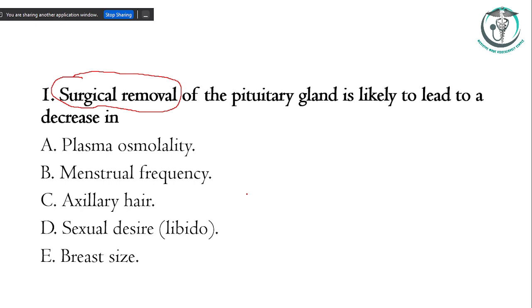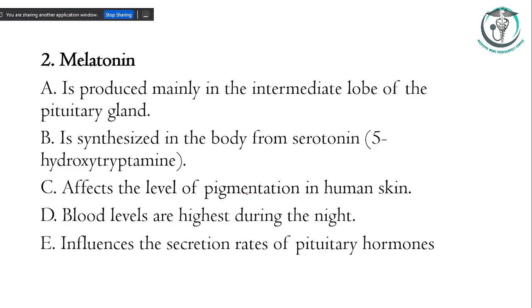For the breast to increase in size because of estrogen, and estrogen is produced because of LH and FSH. So if you remove the anterior pituitary gland, you won't have your LH, FSH, and you won't have your estrogen, and the breast size won't be as big. So E was true. Melatonin, A, is produced mainly in the intermediate lobe of the pituitary gland.